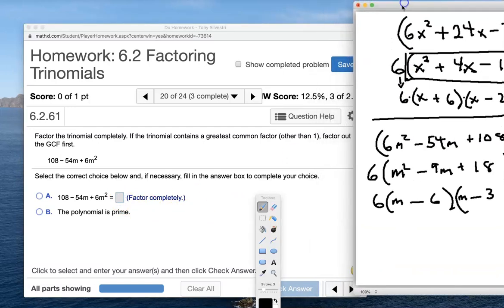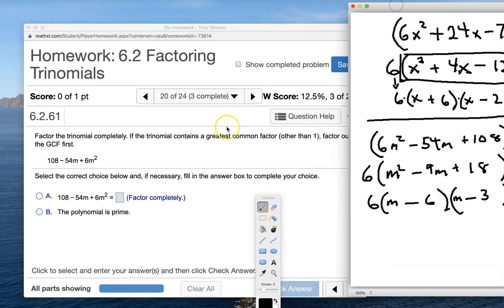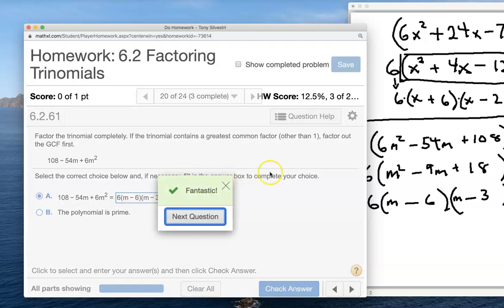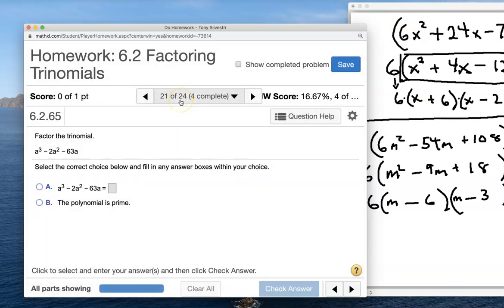Move this over a little bit so you could see it. And I'm going to punch into the computer a 6, m minus 6, m minus 3. Hit enter. Fantastic. And there's not much more to this chapter because I see 4 more problems.